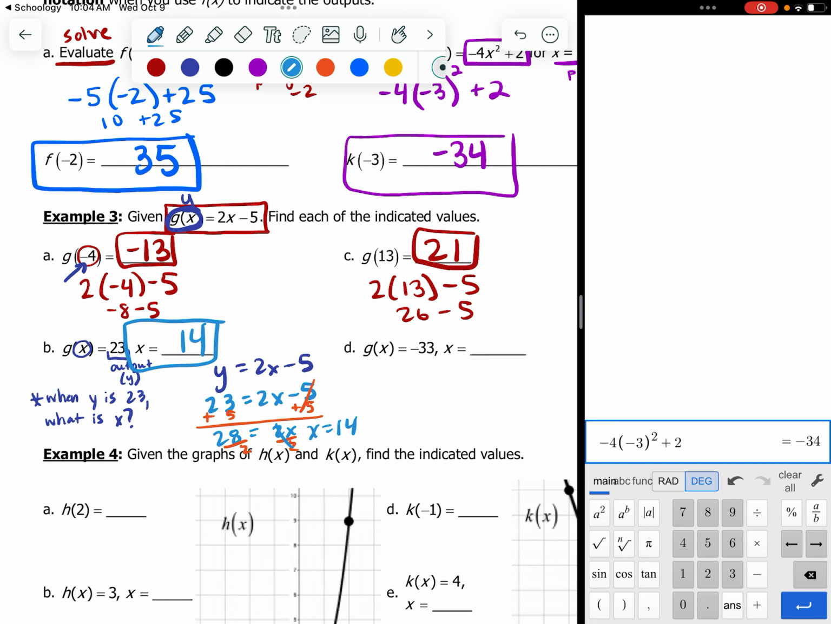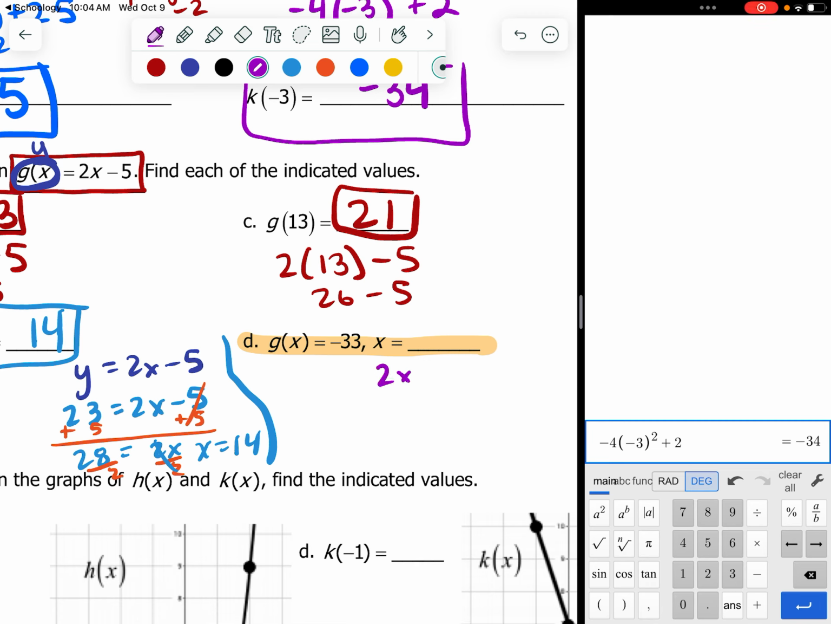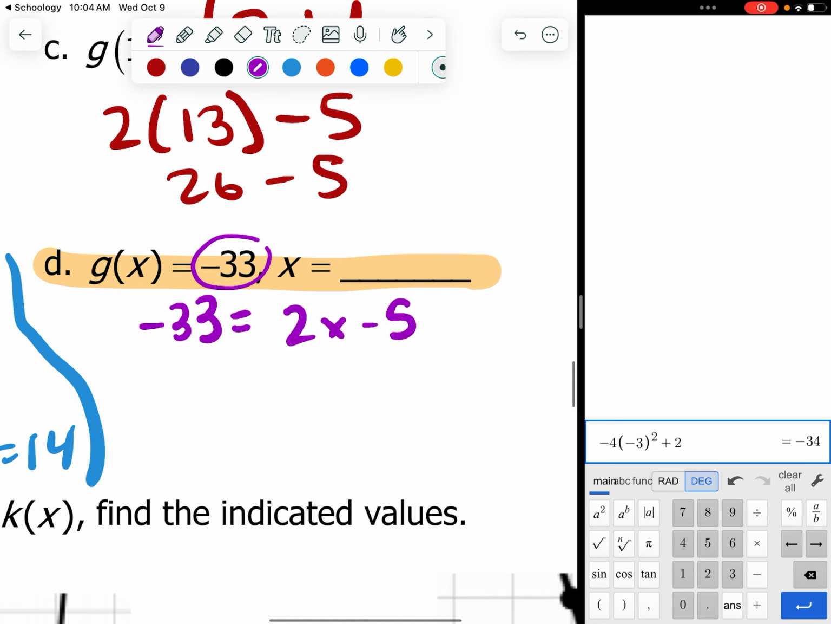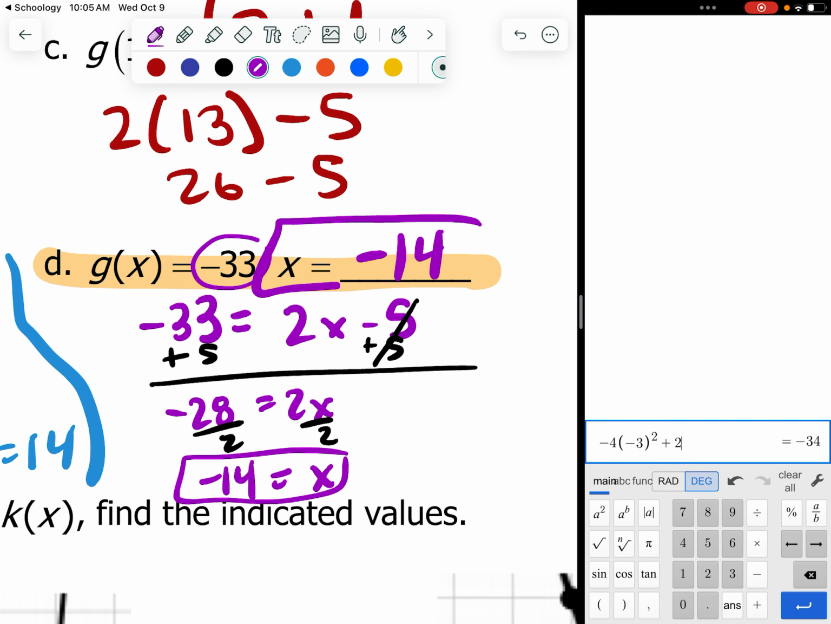All right, so maybe if the sub could again pause the video for maybe just a minute, you guys try problem D, and then we'll come back and check it. Okay, so again, I don't know what x is, so I have to leave this 2x minus 5, but this means this is my output. Okay, so I'm going to say negative 33 equals 2x minus 5. Hopefully you added 5 to both sides. Negative 33 plus 5 is negative 28. Divide by 2. So we should get x equals negative 14. Okay, so those are a little trickier.